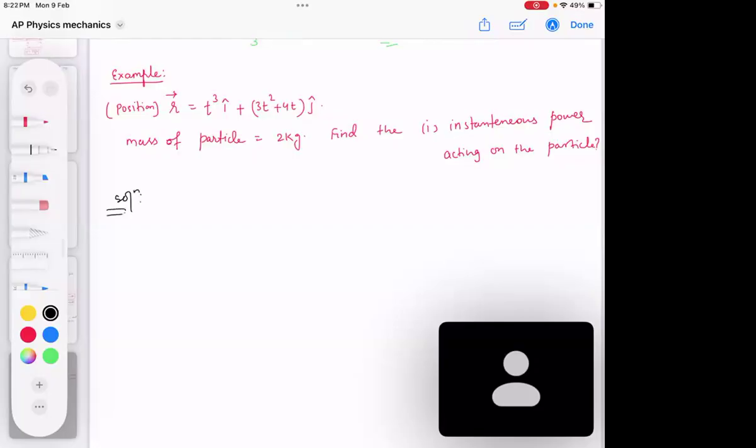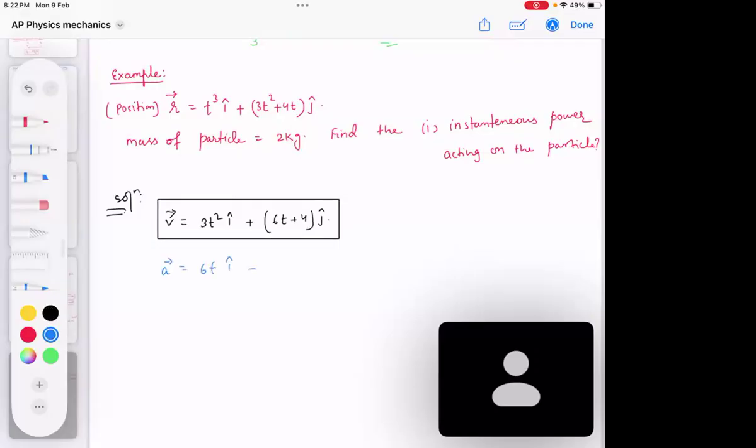Okay. So first thing we should differentiate this position vector. That gives us the velocity. The t cube differentiation will come 3t squared i cap plus, 3t square plus 4t differentiation will come 6t plus 4 j cap. So that is the velocity. We will need that later to calculate the power. Next, differentiate it one more time. Acceleration will come: 6t i cap plus 6 j cap. So this is the acceleration.